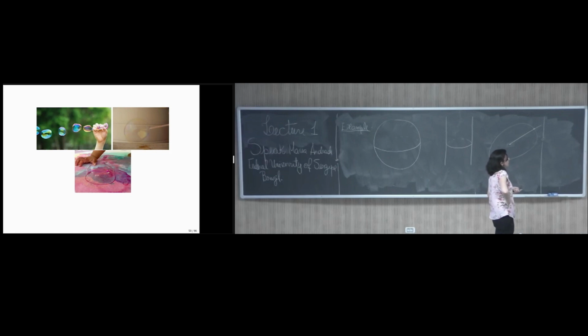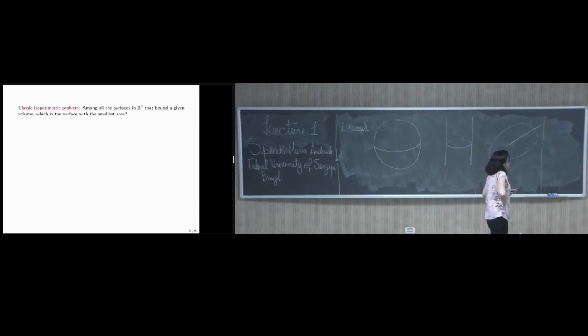And you can see this picture, which classifies surfaces with constant mean curvature, and the compact surface. But you need some results. Now we remember some classic isoperimetric problem.